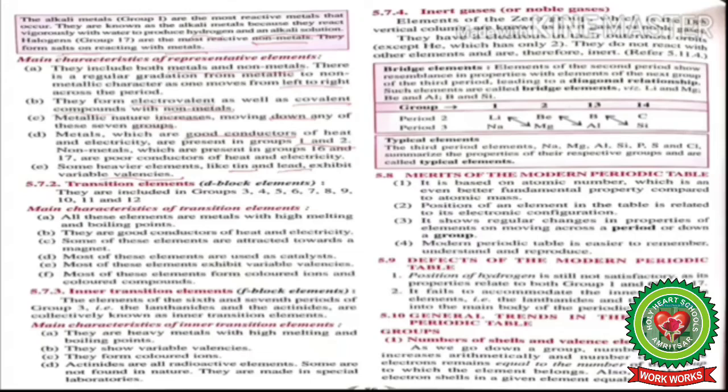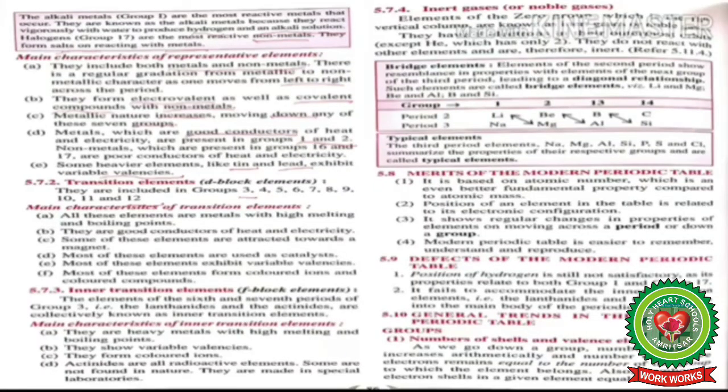Transition elements. D block elements. They are included in groups 3 to 12. Main characteristics of transition elements are: A. All these elements are metals with high melting and boiling points. B. They are good conductors of heat and electricity. C. Some of these elements are attracted towards a magnet.